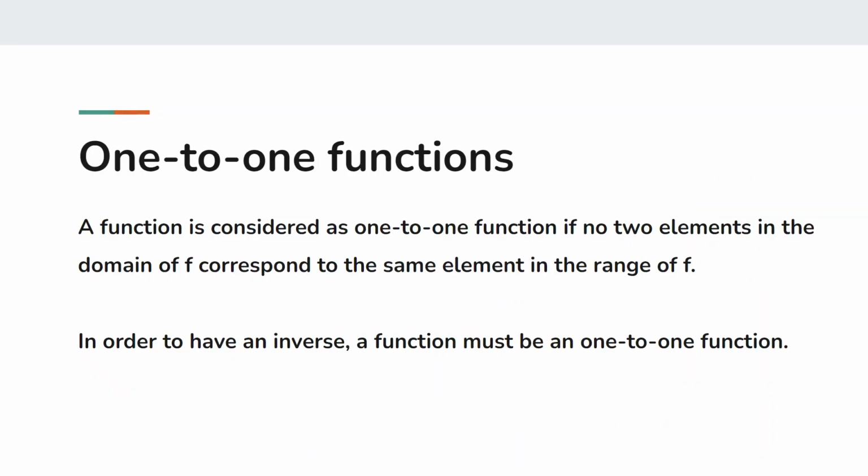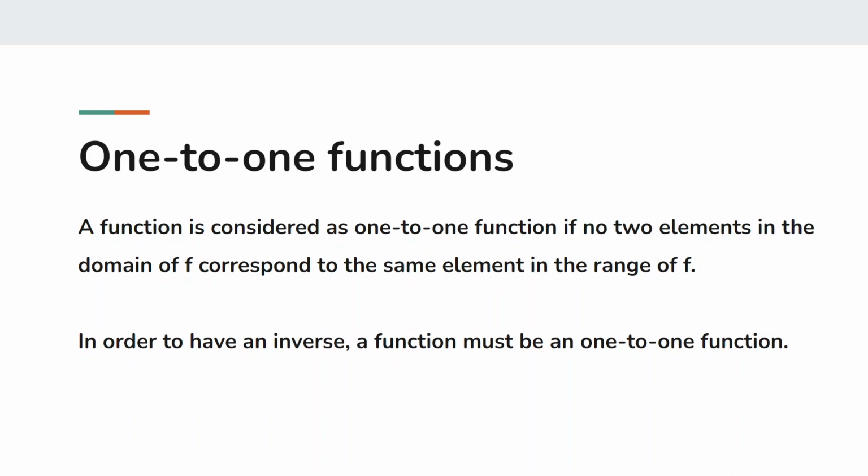In order to prevent this kind of situation, there is a restriction on inverse functions, which is one-to-one function. The definition of one-to-one function is that a function is considered as one-to-one function if no two elements in the domain of f correspond to the same element in the range of f. And in order to have an inverse, a function must be one-to-one.